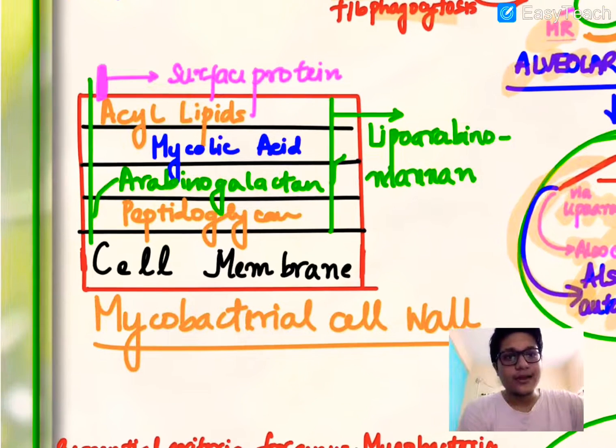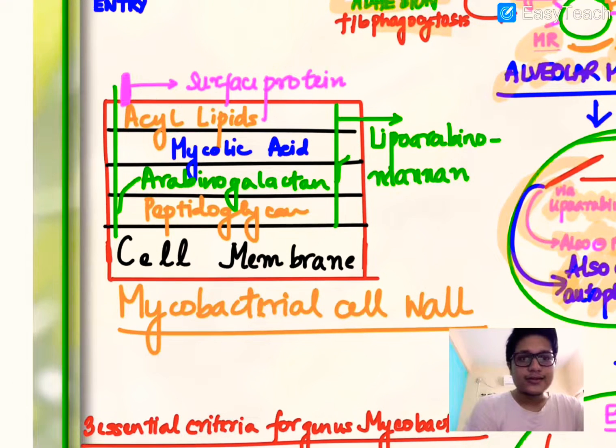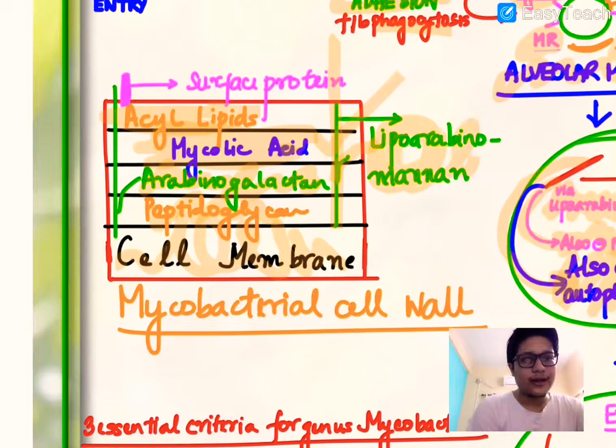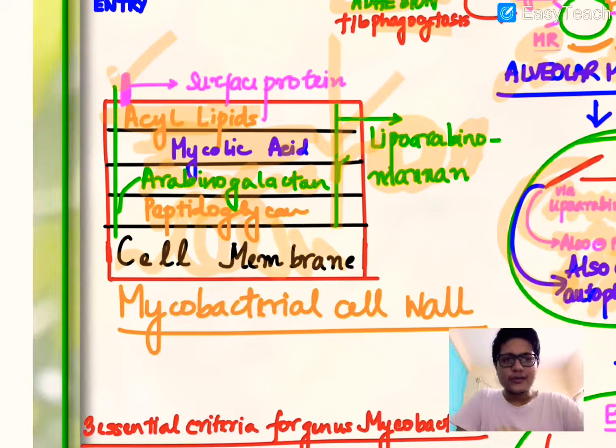Now, where is this lipoarabinomannan coming from? Like I said, it's from the cell wall. This is the typical structure of the cell wall. First, we have these acyl lipids. Then we have this mycolic acid. This mycolic acid is the characteristic of the Mycobacterium genus. Then we have this arabinogalactan. Then we have peptidoglycan, and then we have the cell membrane. There are these transversely running structures which are the lipoarabinomannan, and these pink colored are the surface proteins. So this is the typical structure of the mycobacterial cell wall. And this lipoarabinomannan is, like I said, the factor which mostly promotes the inhibition of phagosome-lysosome fusion.